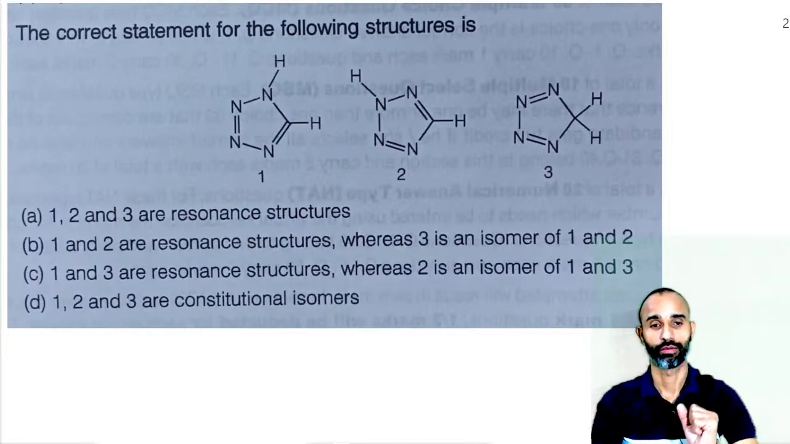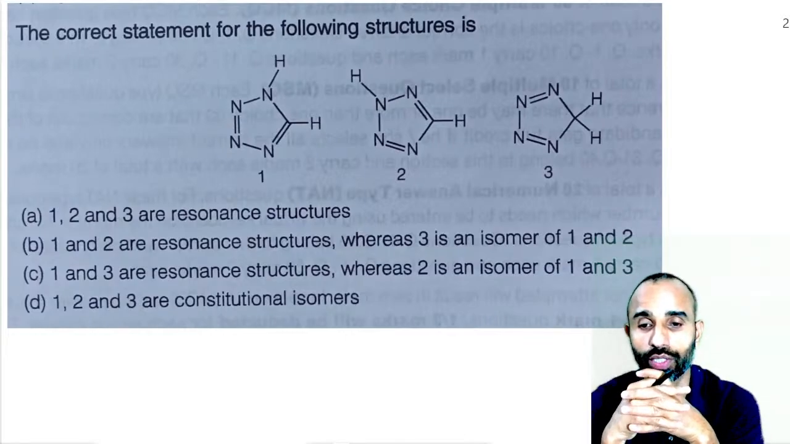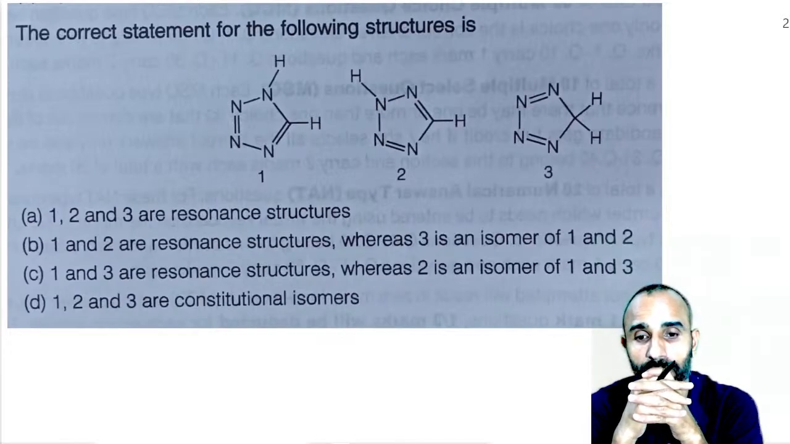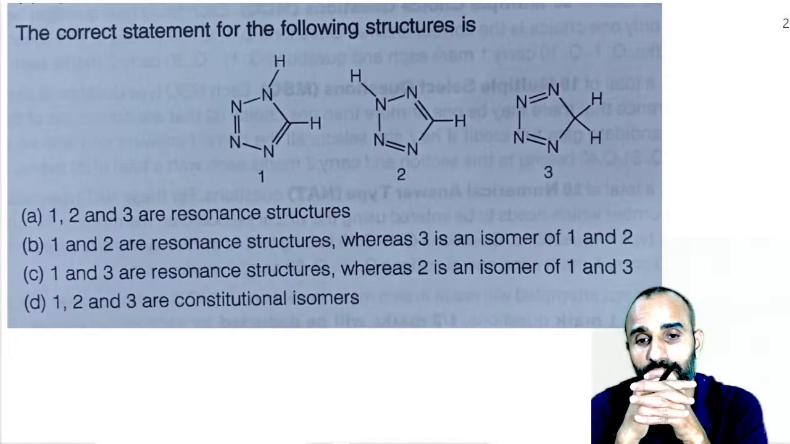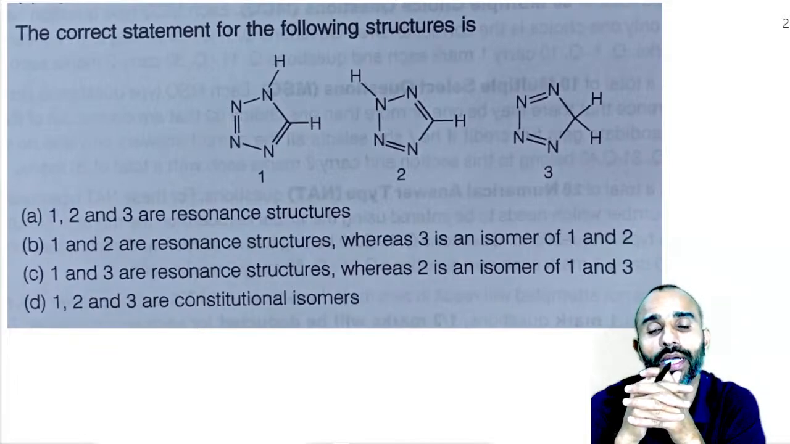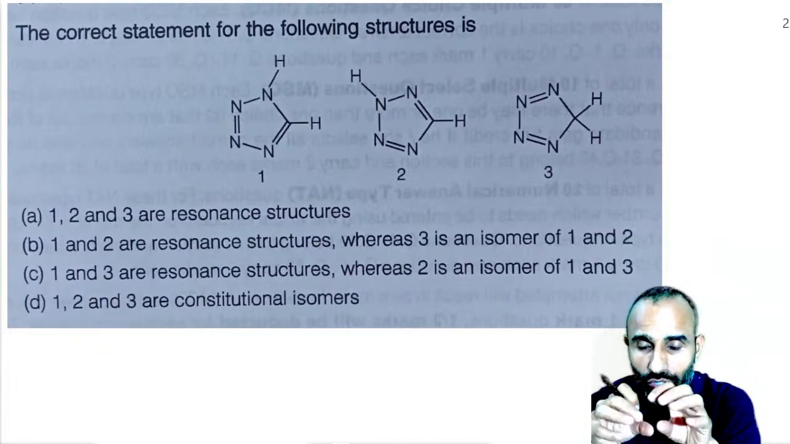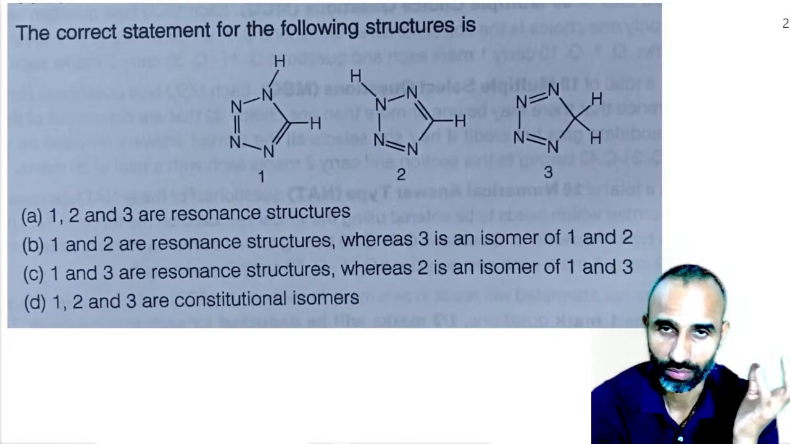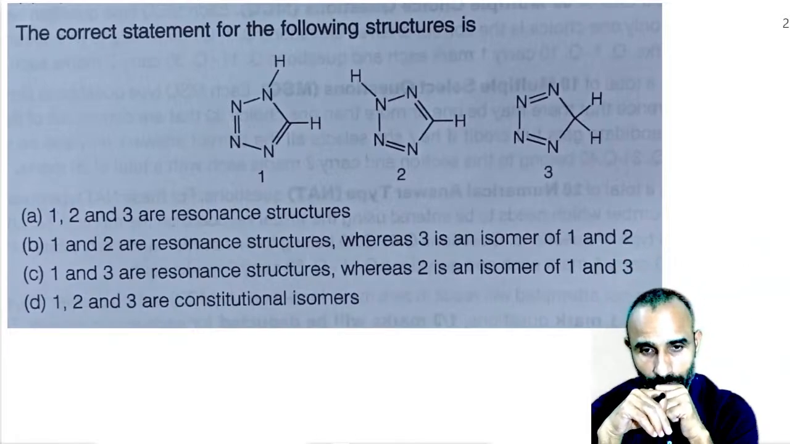Which one is the correct statement for the following structures? Just a second. So what is a constitutional isomer? Constitution means structural. There is a change in constitution, that is, a change in the chain or position and all.